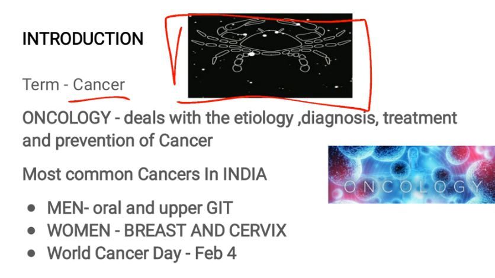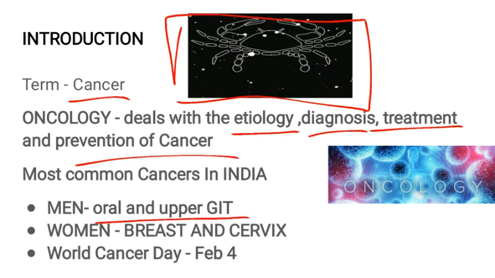Okay, what do you mean by oncology? Oncology is an entire branch of medicine which is solely dedicated to the study of cancer. It deals with the etiology, meaning the causes behind the disease, diagnosis, treatment and prevention of cancers. The most common cancers in India among men are oral and upper GIT cancers, due to excessive smoking, alcoholism and excessive usage of tobacco. Common cancers among women in India are breast and cervical cancer. World Cancer Day is observed on February 4th of every year.